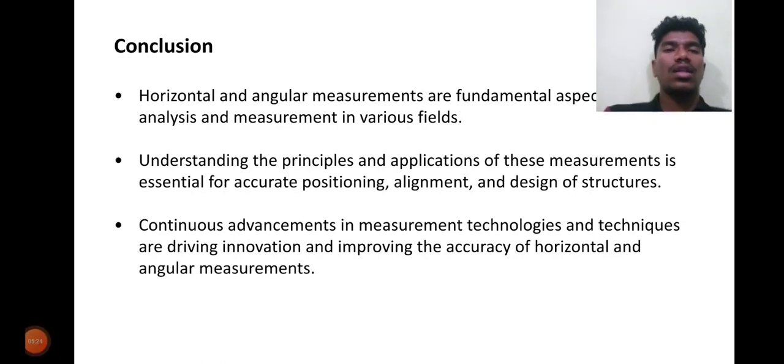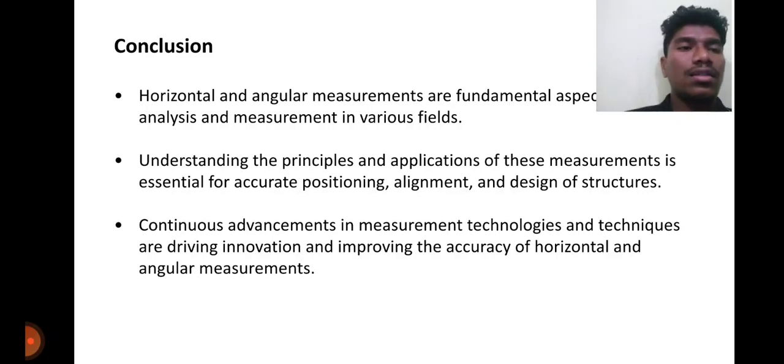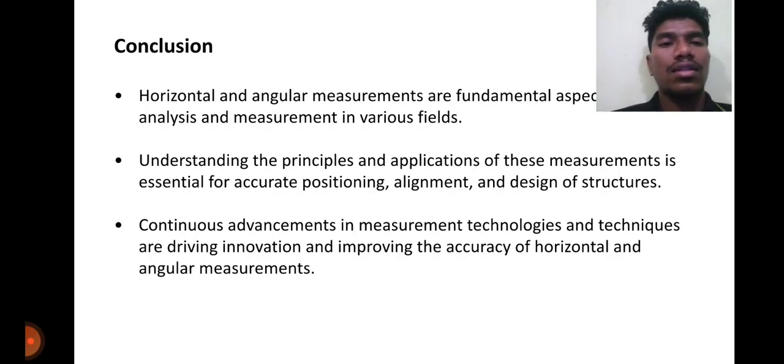Conclusion: horizontal and angular measurements are fundamental to analysis and measurement in various fields. Understanding the principles and applications of these measurements is essential for accurate surveying, alignment, and designing of structures. Continuous advancements in measurement techniques and technologies are driving innovation and improving the accuracy of horizontal and angular measurements.